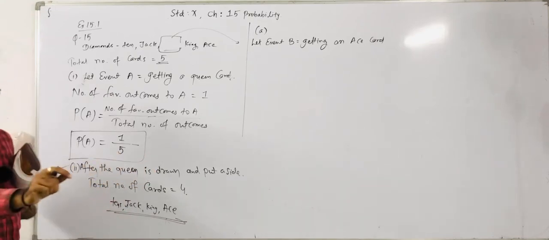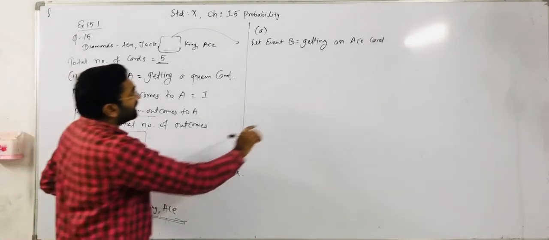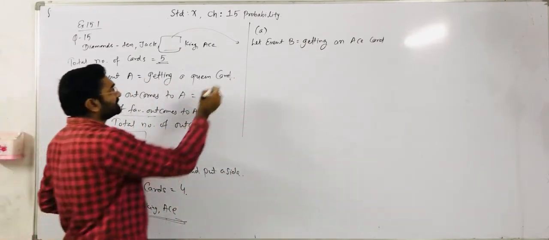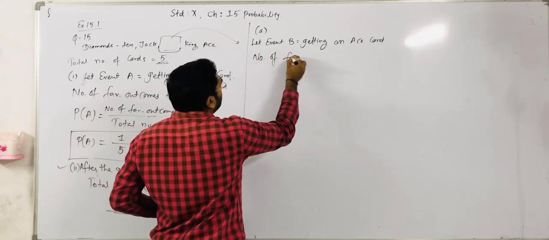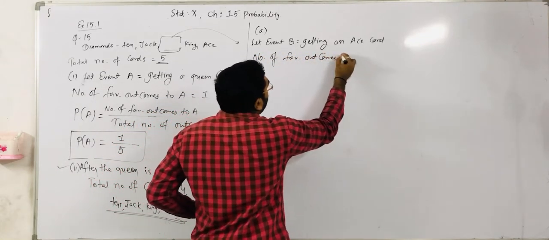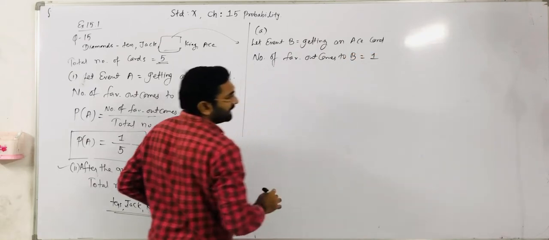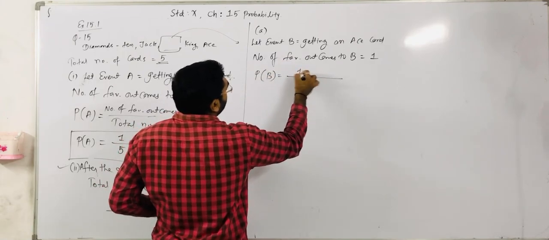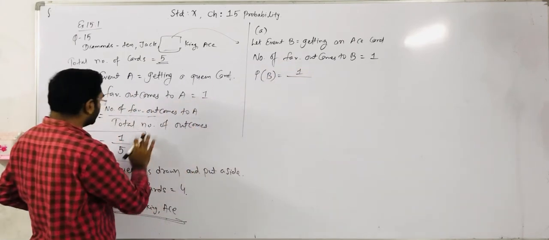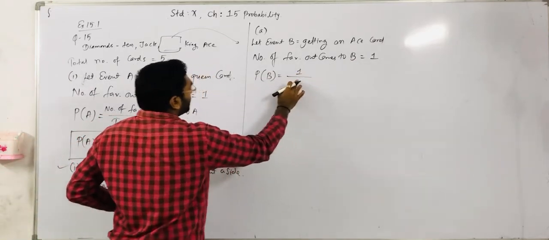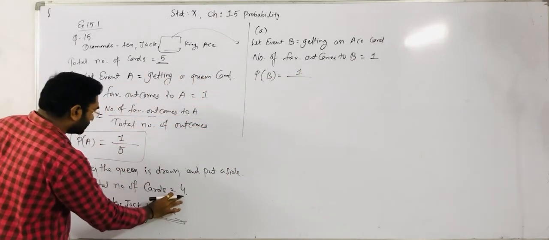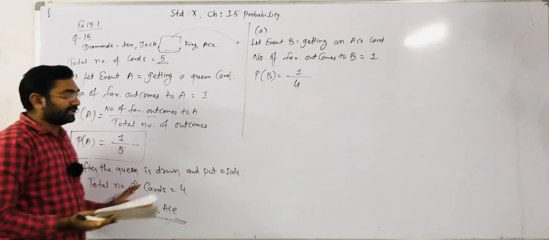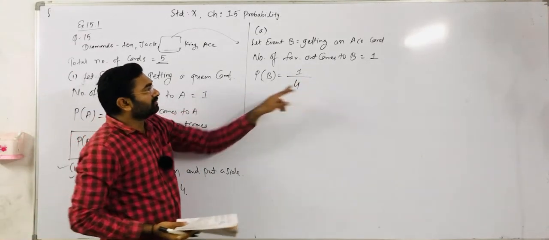From these we take 1 card. If you take 1 card, then you get an ace card. Its favorable outcome is what? Only 1, because only 1 ace card is there. So the number of favorable outcomes to event B is only 1. By the formula of probability, after putting a queen card aside, the probability of event B is 1 by 4.